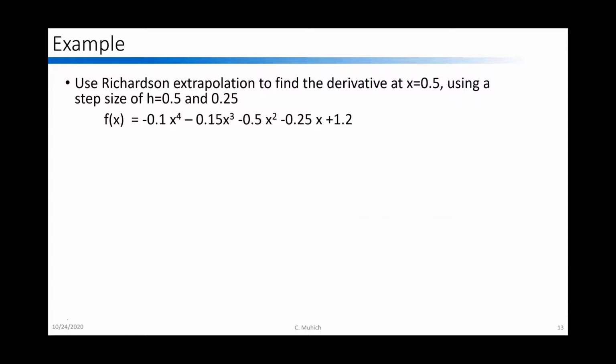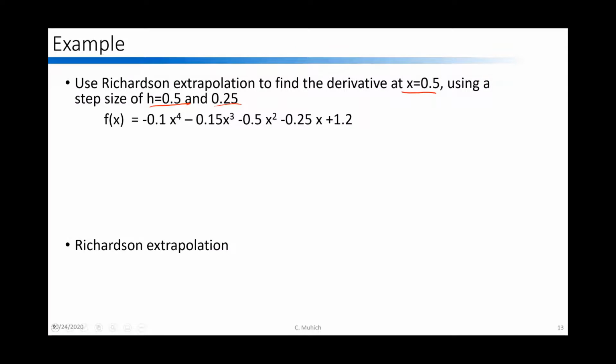So let's look at an example of doing this. We can take the same formula that we've been working with and take the derivative at x equals 0.5, and then calculate that derivative using Richardson extrapolation with h equals 0.5 and h equals 0.25. In this case, we can go in and use my first order central difference formula.